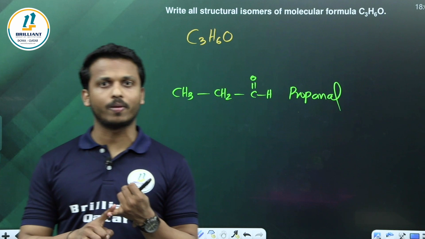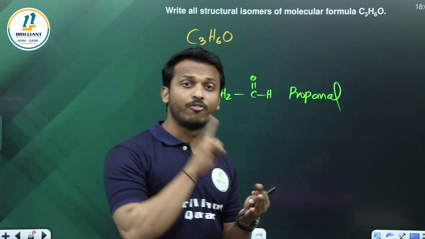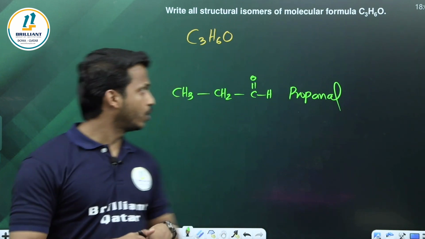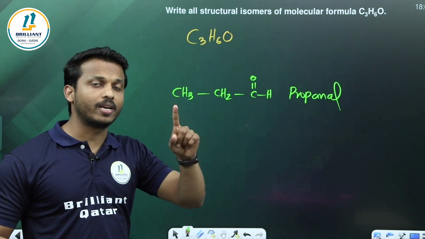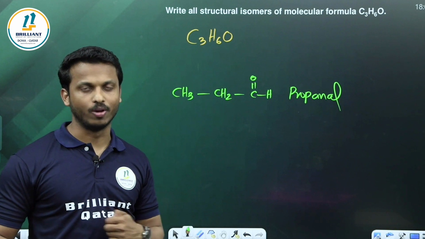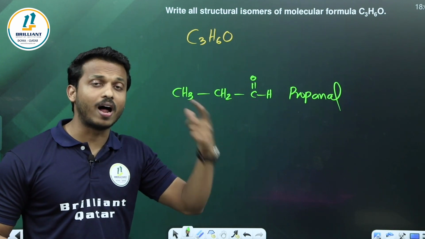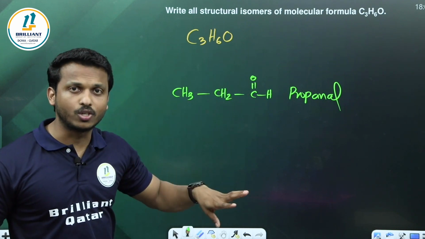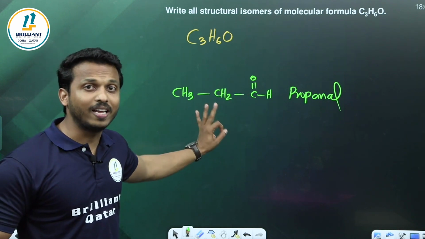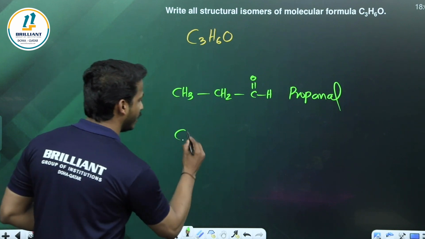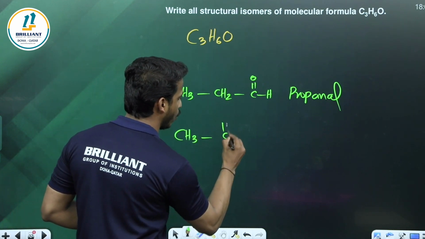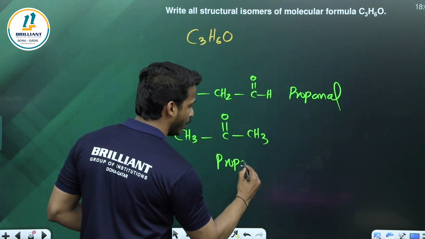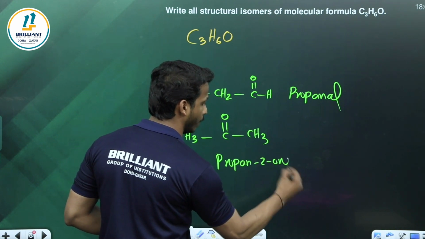You may have studied chain isomerism, position isomerism, functional isomerism, metamerism, maybe tautomerism also. So which isomerism can this aldehyde show? Functional isomerism it can give. What is the functional isomer of an aldehyde? Ketone. If there is an aldehyde, there will be a ketone with the same formula. What is the 3 carbon ketone, dear all? That is CH3COCH3. CH3COCH3 is called propan-2-one or acetone.